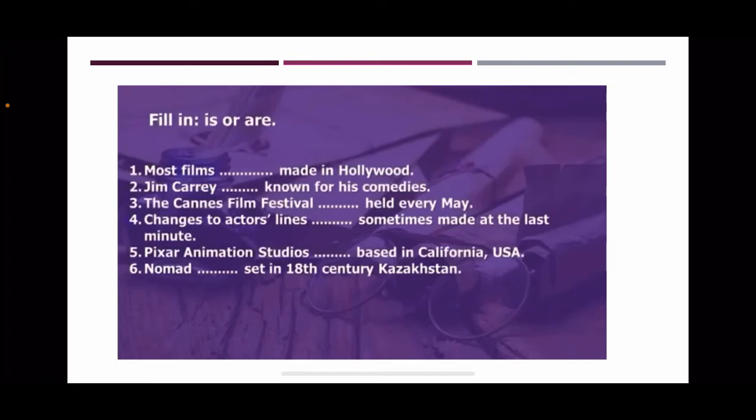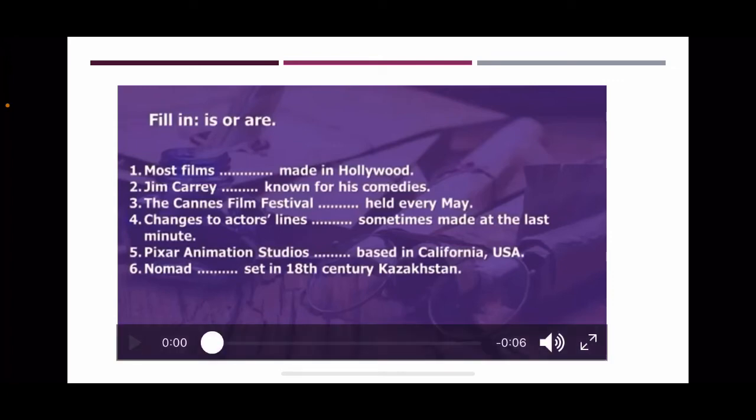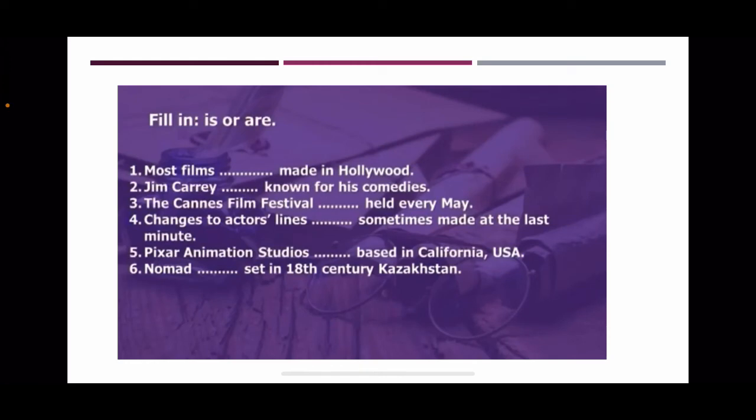The first task is fill in is or are. Take your time, please. Let's check together.